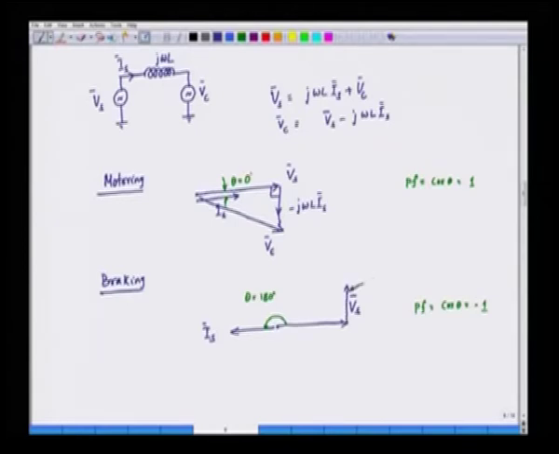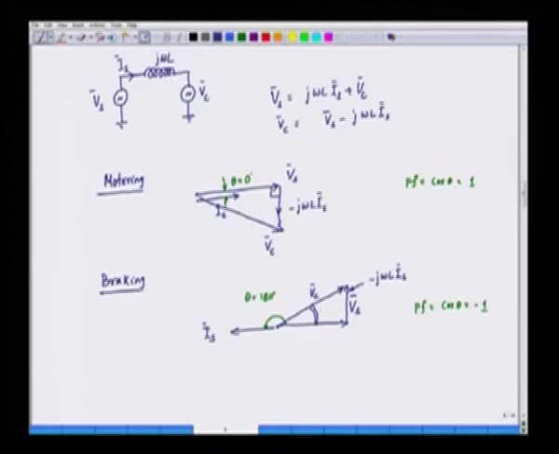So, this is minus j omega L Is, and if we complete this vector triangle, the third side will be the converter voltage. Here we can see that the converter voltage is leading this by an angle. So, it means the converter is supplying to the source.